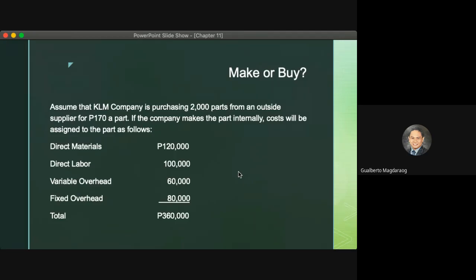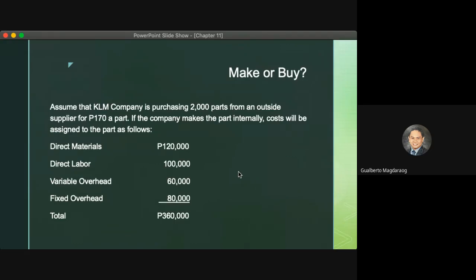There is an additional discussion in your book about the indifference cost volume, the point of indifference cost volume. Ibig sabihin lang nun, we need to compute the number of units na we can set as our benchmark whether it is advisable for us to make the parts internally or simply buy it outside.